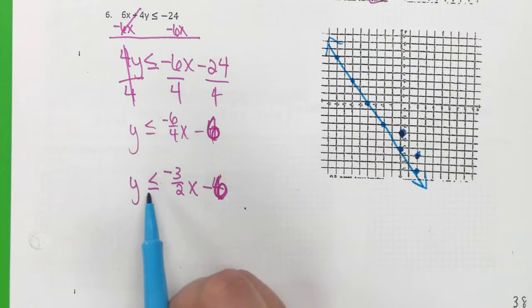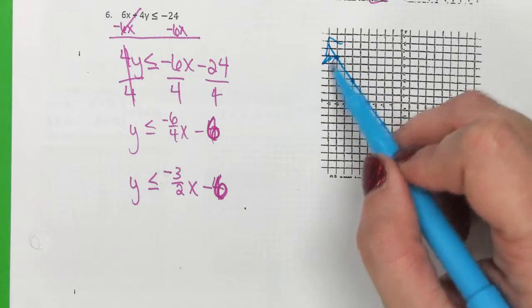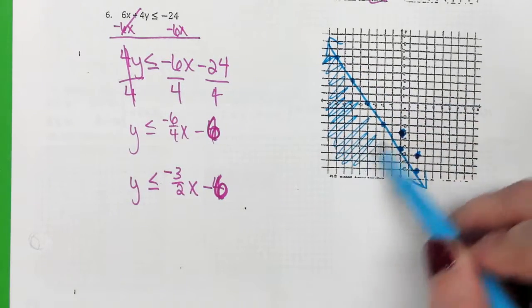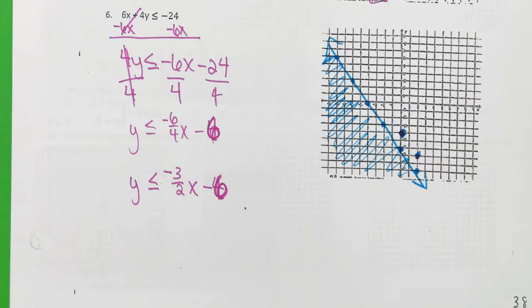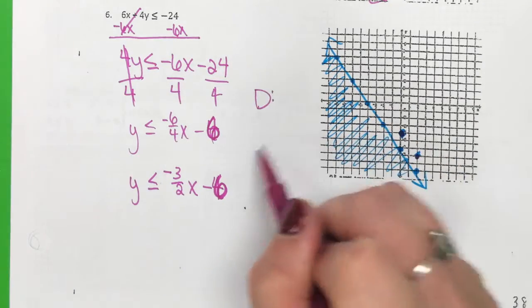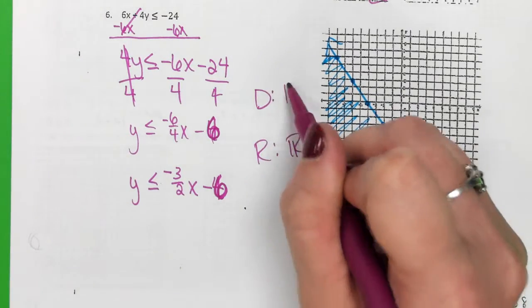Alright, where am I going to shade? It's y less than, so those go up or down? Down. So you're going to shade everything below that line. Alright, what about domain and range? Both of them? There you go.